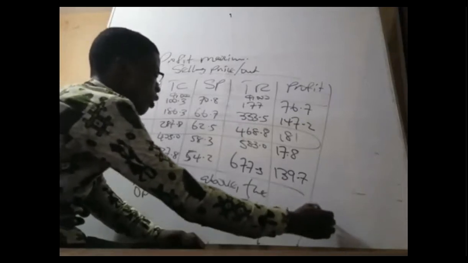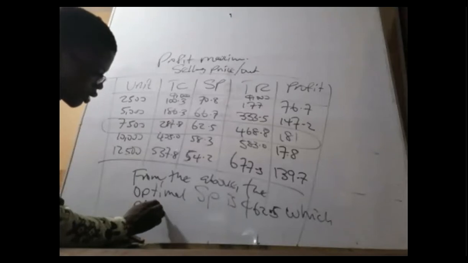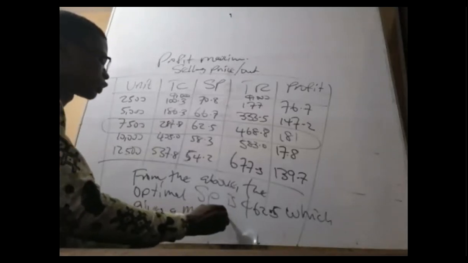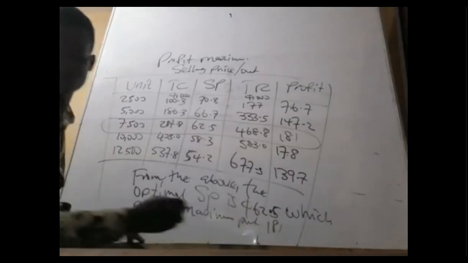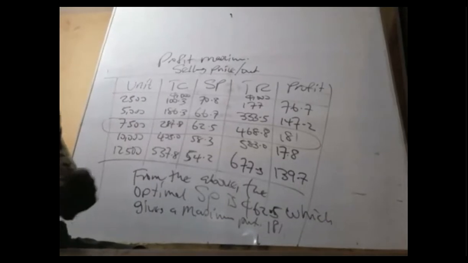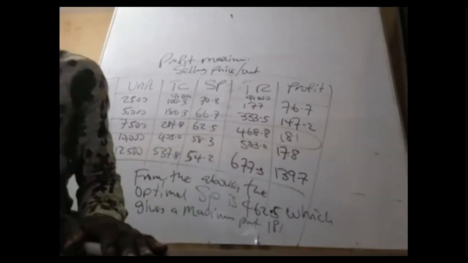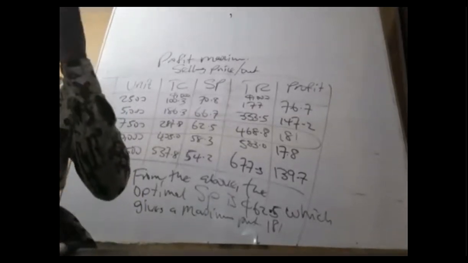which gives a maximum profit of 181. That is all. 4 marks. That is the end of the pricing.